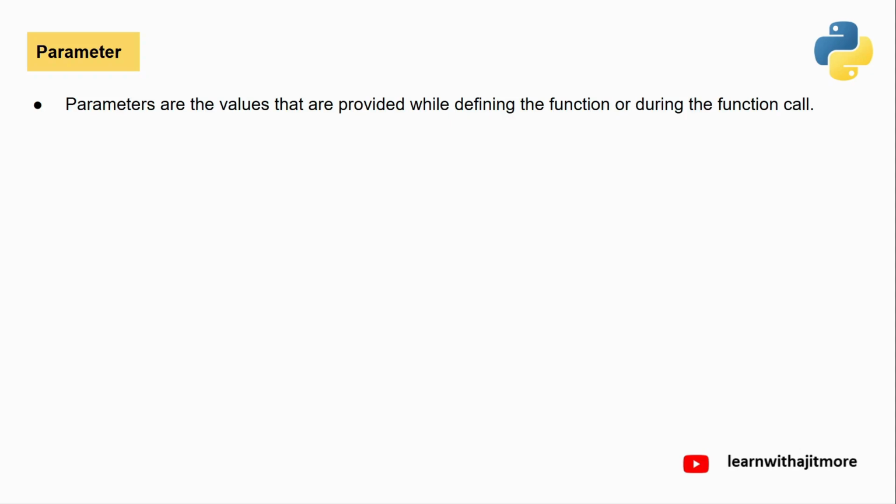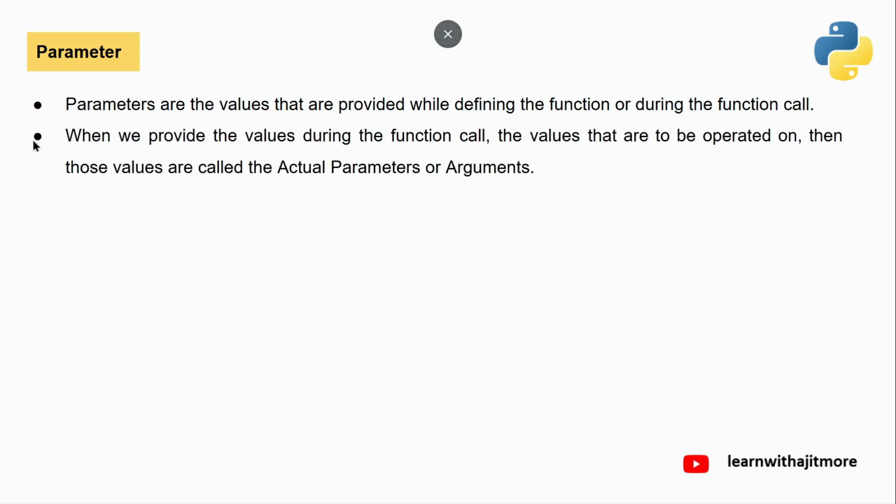ठीक है? और डमी भी, they are called as dummy. And please remember their scope is only within that function. ठीक है? वो फंक्शन के अंदर ही उसका स्कोप है. ओके? See, so when we provide the values during the function call, जब मैं कॉल करता हूं तब मैं जो वैल्यूज प्रोवाइड करता हूं, the values that are to be operated on, okay, then those values are called as actual parameters और arguments भी कहते हैं. उसको arguments भी कहा जाता है या actuals.